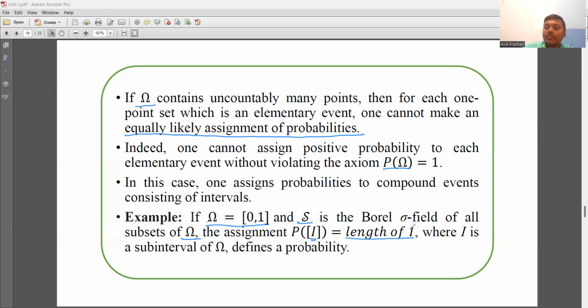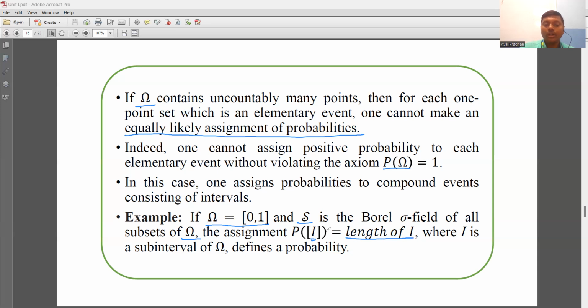Because if I take the probability of omega, in that case the length of this omega is going to be 1. So we can very easily check whether this definition satisfies all the axioms of probability or not.